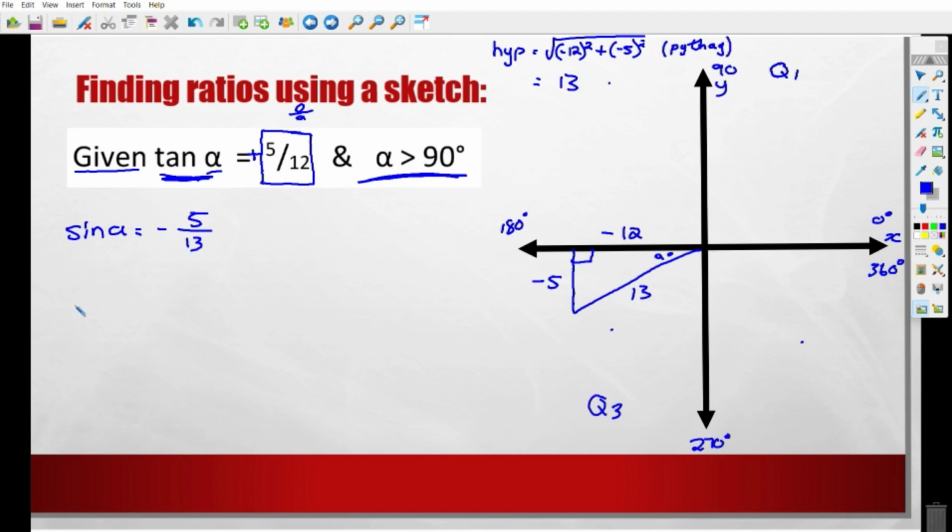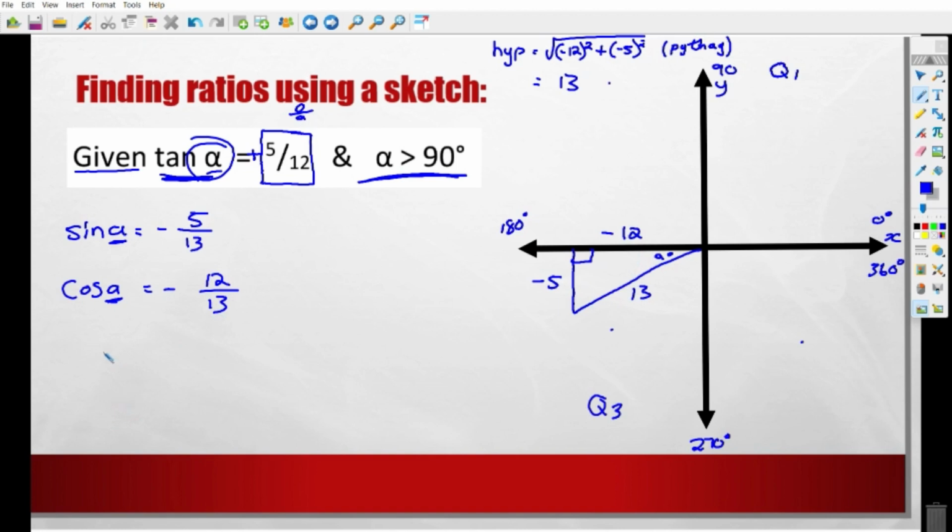If I say go find cos of A, please always remember that your sine, your cos, or your tan always has an angle attached to it. So don't just write cos equals, that means nothing to me. Write cos of A, sine of A, tan of A. Please always put that in. Students don't do that, and you lose marks. Now, cos of A is adjacent over hypotenuse, so it's negative 12 over 13.